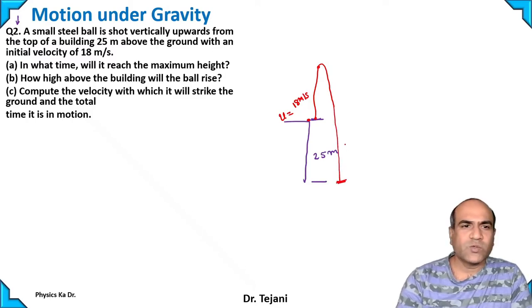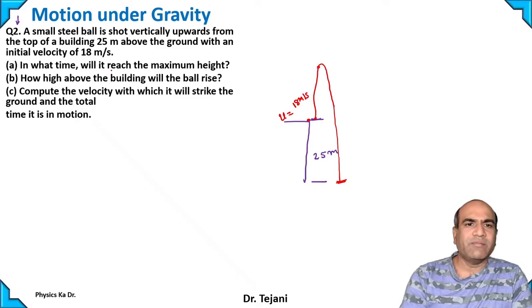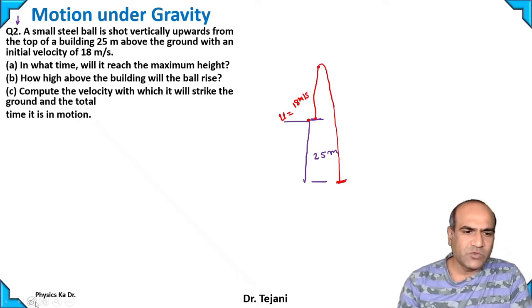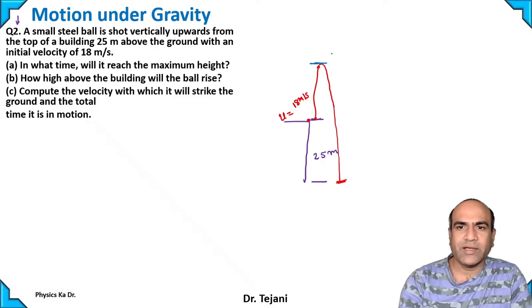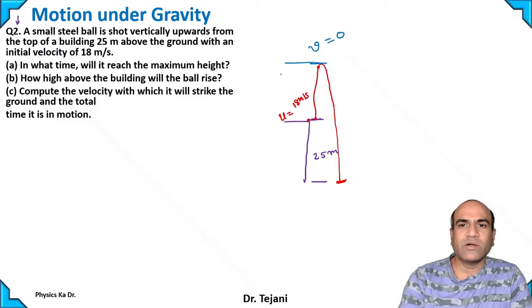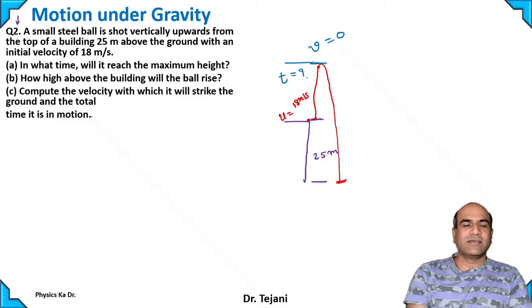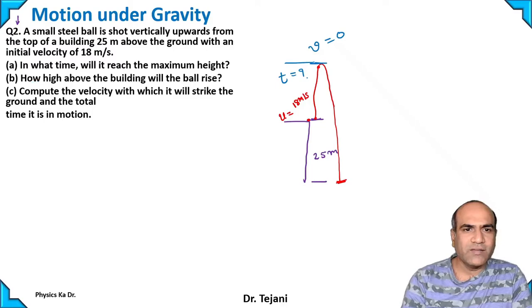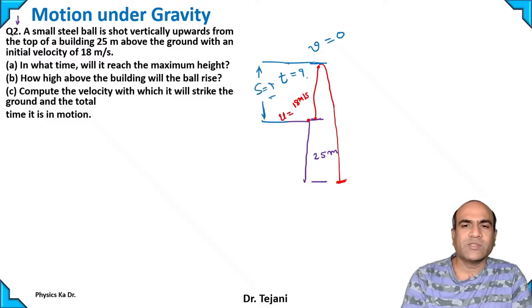Fine. So what do we need? In what time will it reach maximum height? When it reaches the maximum point, what becomes of the velocity? Velocity becomes 0, and we just need the time for this case. So this is the first thing we require. Second is how high above the building the ball will rise. So we need this distance, and it is very easy.